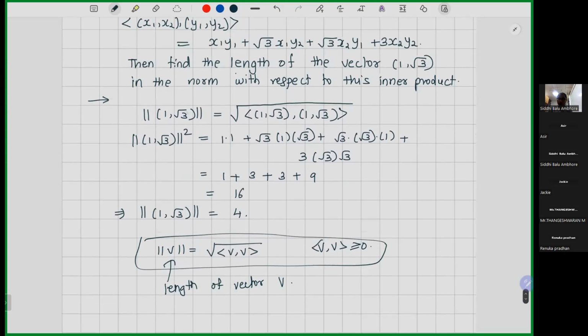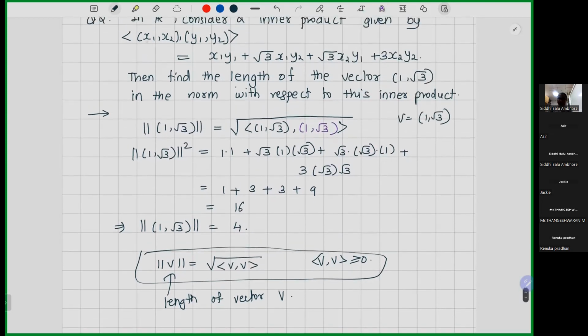So this is the square root of the inner product of (1, root 3) with (1, root 3). Our V is (1, root 3) in this case, so I'm taking the inner product of this element with itself. The inner product is given, for (x1, x2) and (y1, y2), as x1 y1 plus root 3 x1 y2 and so on. So I just did that.